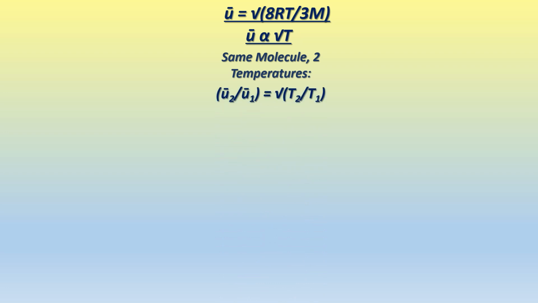With this, several relationships can come forward that are going to be useful. First of all, one notices that velocity is directly proportional to the square root of temperature. Essentially, as one adds more energy to the system by raising the temperature, the particle will move faster. So if I have the same molecule at 2 different temperatures, the velocity at temperature 2 divided by the velocity at temperature 1 will be the square root of T2 over T1.